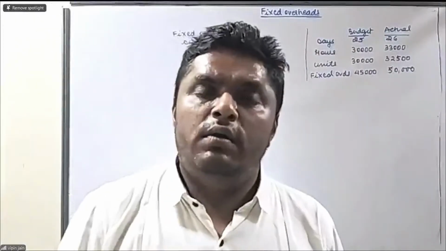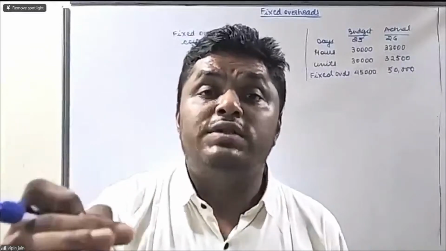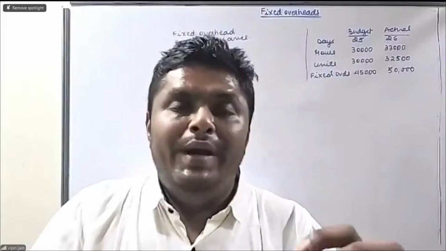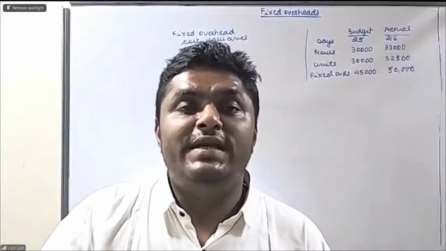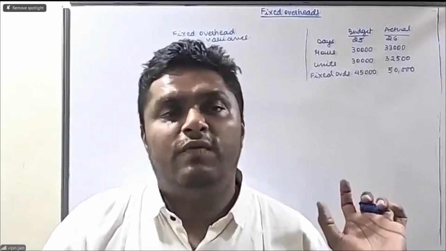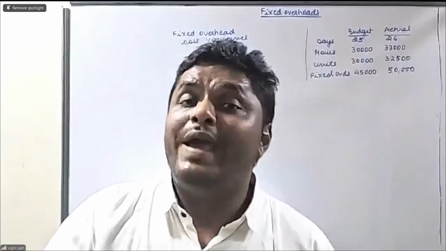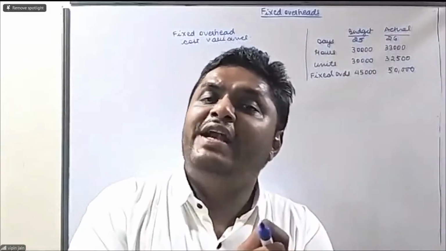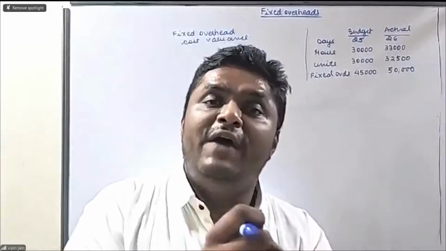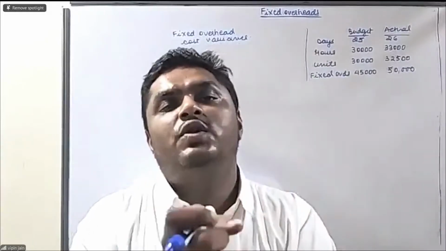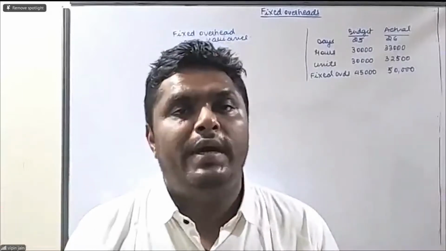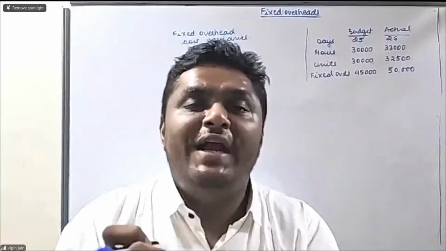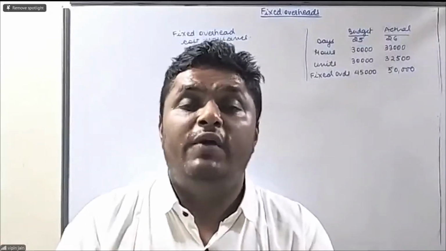When talking about fixed overhead cost variance, it talks about under or over absorption of overhead. I repeat again, fixed overhead cost variance talks about under or over absorption of overhead. Now, how do you calculate under or over absorption of overhead? First, you have to identify the absorption rate. Thereafter, you apply the absorption rate to actual hours or units to calculate the absorbed overheads. Then we compare these absorbed overheads with actual overheads to find under or over absorption of overhead. This is what we used to do in overheads.